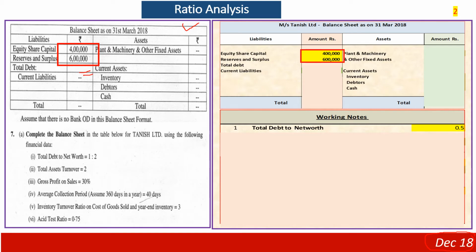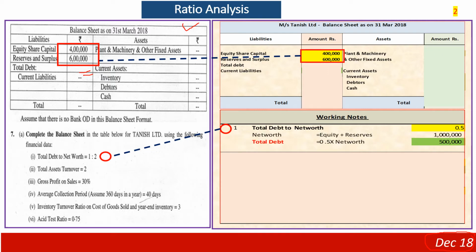In this case, we have got the figures of equity share capital and reserves and surplus. We post those figures and then serially we take up one after the other the information given and establish a link between each. Let us go to first step. Post the figures. Then take up total debt to net worth. Total debt to net worth means total debt divided by net worth. Formula goes like that.